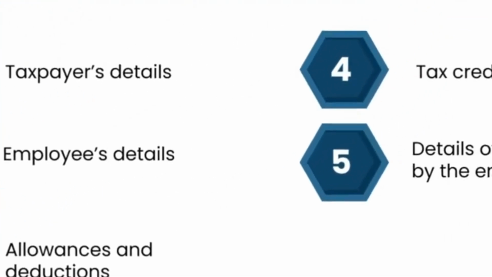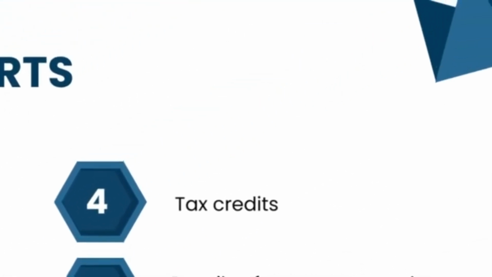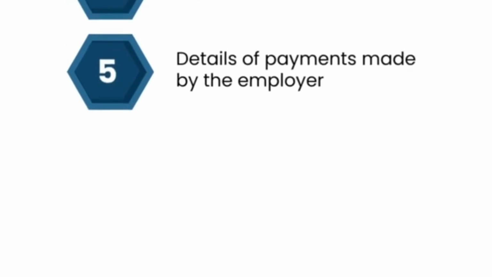The fourth part is tax credits. If you qualify for any, the IRP5 will show which tax credit you got. And then the fifth part, details of payments made by the employer. Which payments did he make to you? How much were you paid?